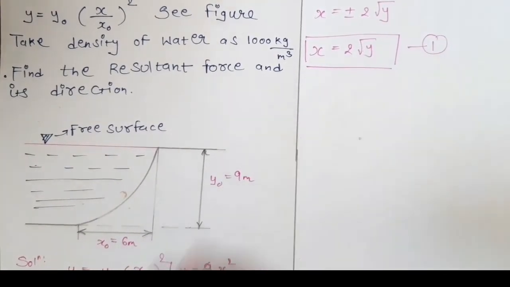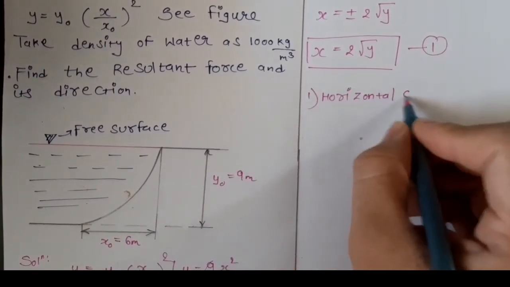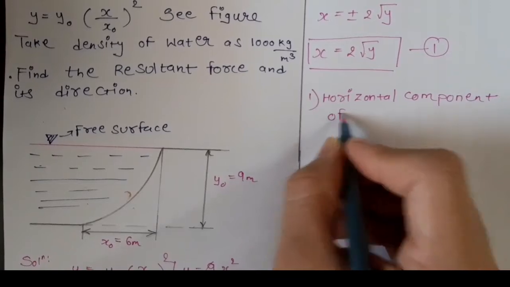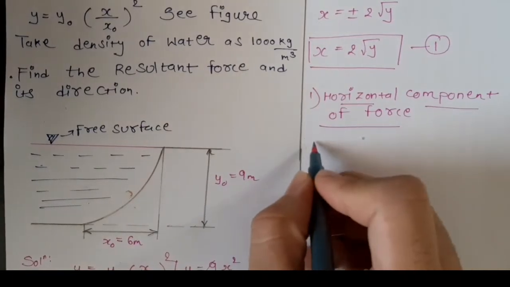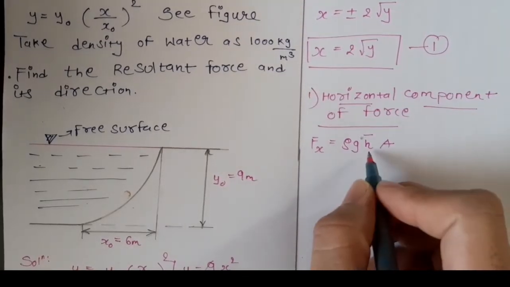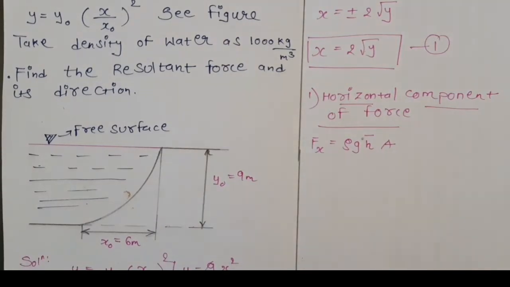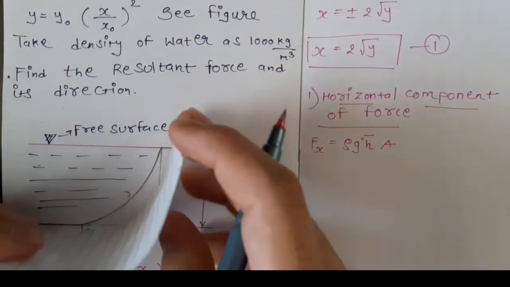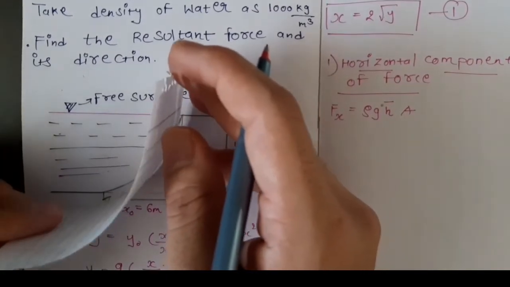Now we have to calculate the horizontal component. So the horizontal component of force will be Fx. So Fx is equals to rho g h bar into A. So now what is h bar? H bar is the centroid of the projected area. So I will show. So now this paper is kept as curved surface. So this is the curved surface. Okay, this is the curved surface.